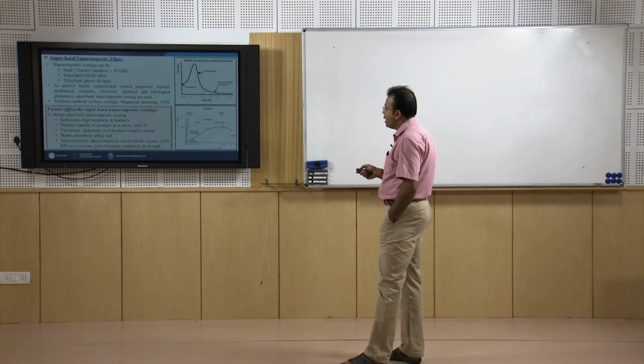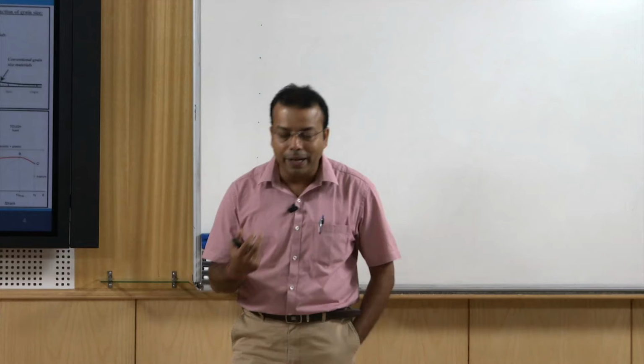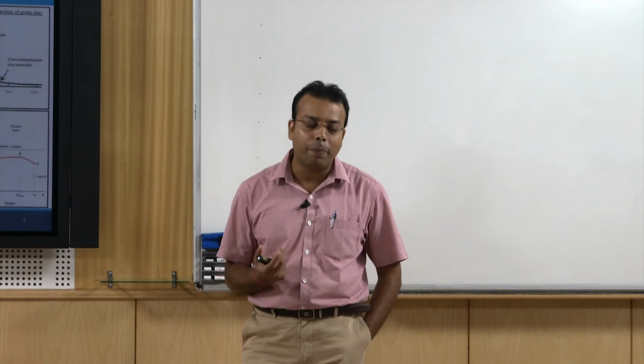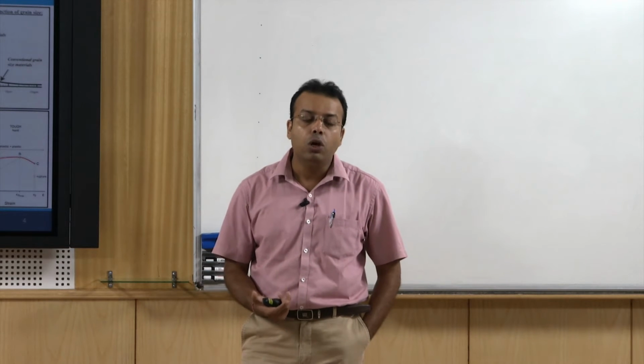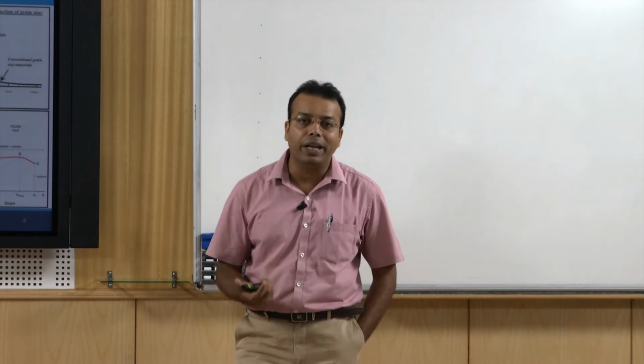Factors affecting the super hard nanocomposite coatings: to design super hard nanocomposite coatings that possess both high toughness and hardness, and thermal stability of structure at or above 1000 degree centigrade, use ternary, quaternary, or even more complex systems, with a matrix of amorphous phase and nanocrystalline phase transition metal nitride crystals like titanium nitride, boron nitride, to increase grain boundary complexity and strength. That means depending upon our requirement, what properties we need maximum or what property we want to get from that particular material, we have to choose different coating materials and also different coating techniques.